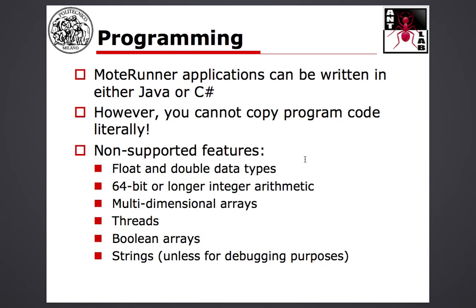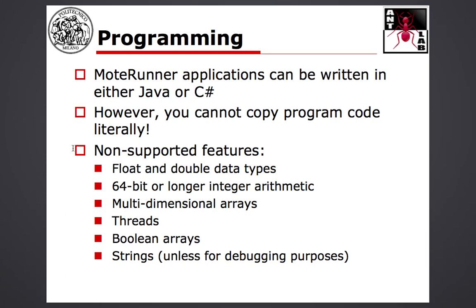So before going to the actual examples, a little bit of general introduction. As I said, we can use either Java or C#, but you cannot imagine that we can use exactly all the functionalities that Java and C# give to you, okay? This is basically because they are quite complex, and even if the MoteRunner system tries to cope with complexity by porting some nice features of standard operating systems into it, still you can't use every tool that is inside Java or C#. So basically, if you have code that does something in Java, you cannot just literally copy and paste the code into MoteRunner and make it work. Okay, you have to do some changing, of course.